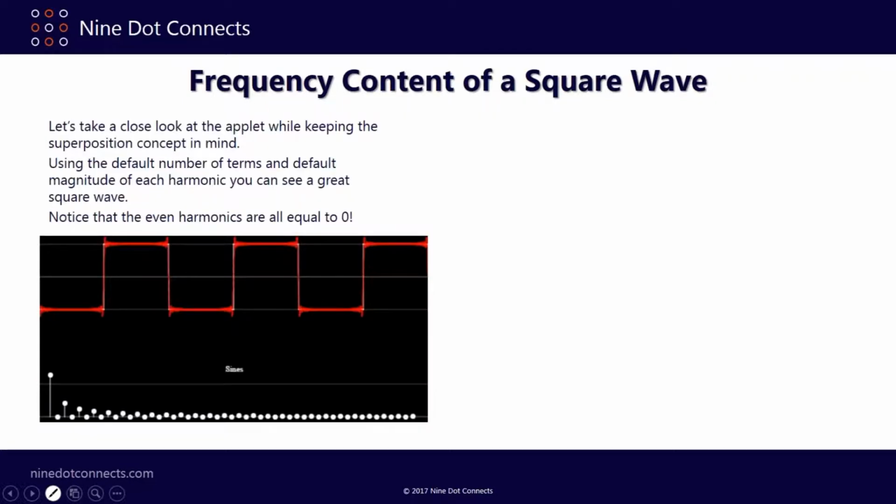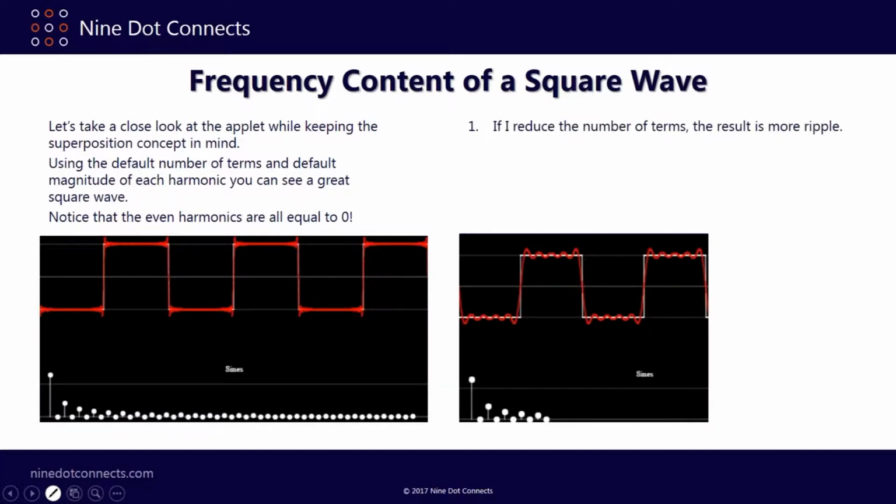Now let's take a closer look at the applet while keeping the superposition concept in mind. Using the default number of terms and the default magnitude of each harmonic, you can see a really nice square wave. Notice that the steepness of the rise and fall is definitely there, and you have the little Gibbs effect there at the leading edge and the trailing edge. Also notice that all the even harmonics are equal to 0. So here's your fundamental. There's a second, there's a third, there's the fourth, there's the fifth. So you see that there is a decreasing level of all the odd harmonics.